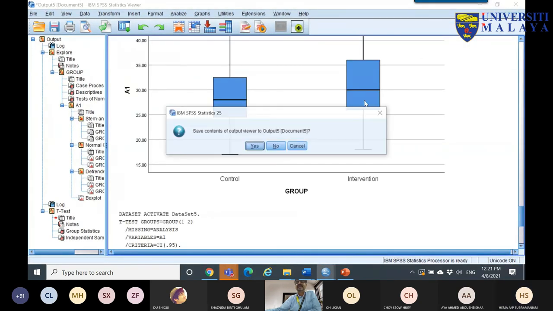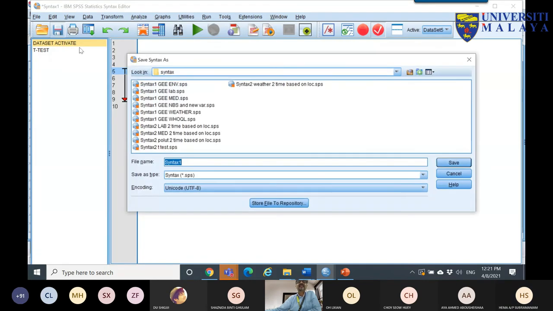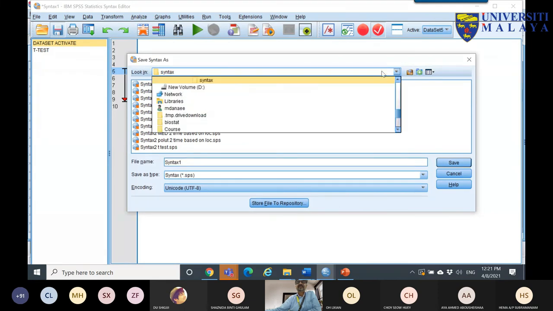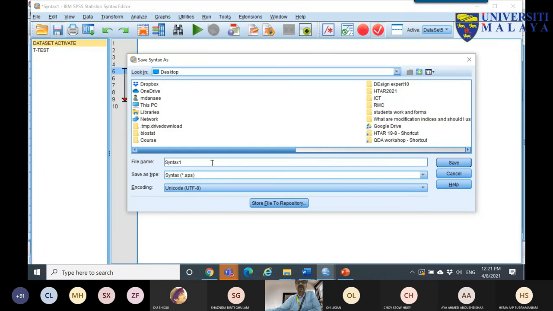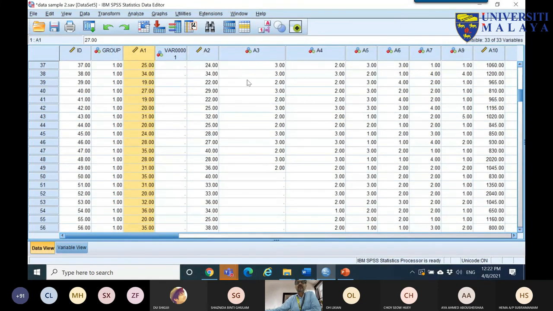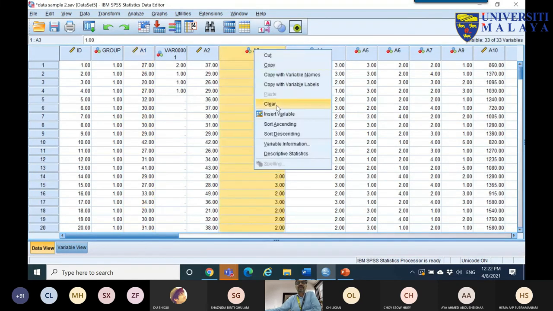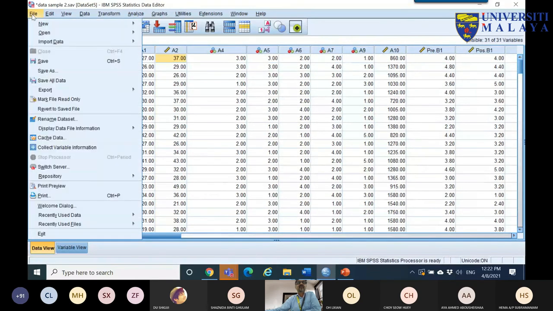But the point is here. What is the point? If I save this syntax, look at here, I save this syntax on my desktop, this syntax for the t-test for the age. So I save it, close. So remember, I open my data. Next day, I come to the office, I open my data, and then I go open.